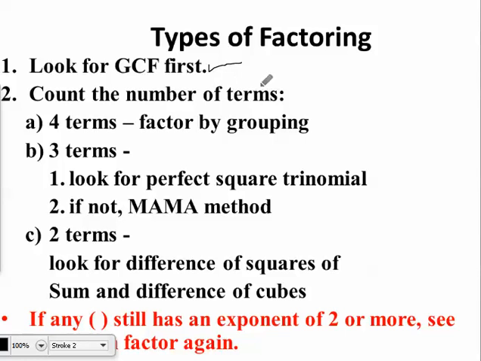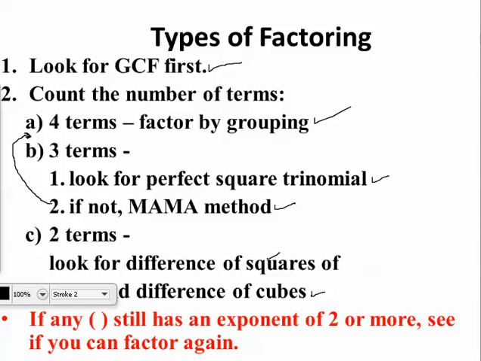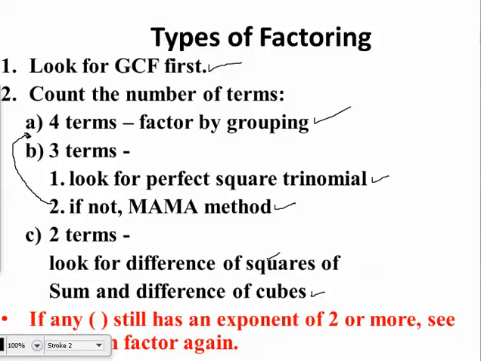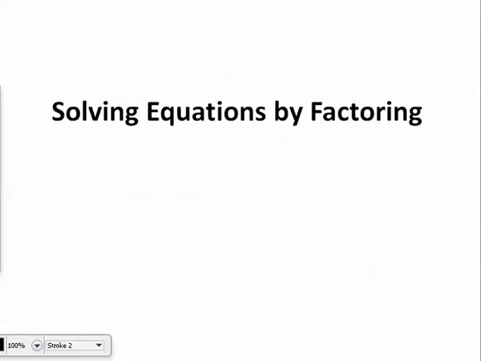Then you're going to count the number of terms. If you see 4 terms, group them together and factor it. If you want to come up with the 4 terms, you can use the mama method and put that up here too. It will work. If you see 3 terms, you can look for the perfect square trinomial if you want to, or try the mama method. If there's only 2 terms, look and see if it's a difference of squares or a sum and difference of cubes. Sometimes it could be both. If you have any factors that still have an exponent of 2 or more, look to see if you couldn't factor it again, because it might be breakdownable further. Could break it down even further.